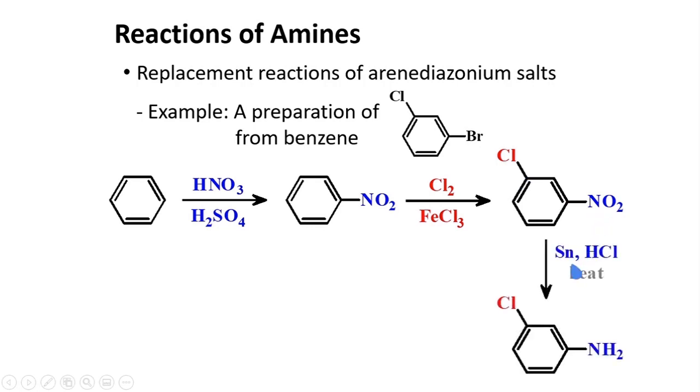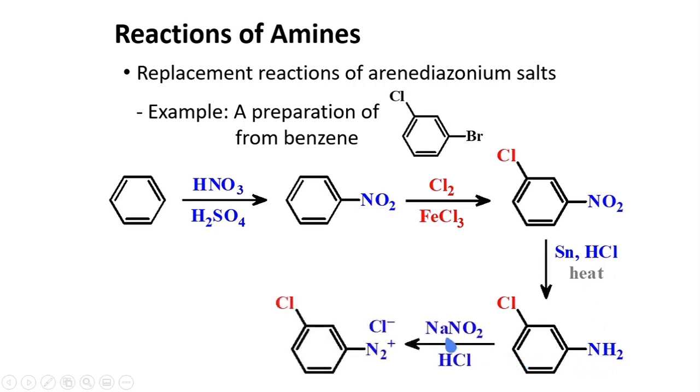We can use the method I mentioned earlier, tin in hydrochloric acid plus heat, to form your amino group. Now, this amino group can react with your nitrous acid to form the diazonium salt. Finally, you can use Sandmeyer reaction to replace this diazonium group with bromine to form your target compound.